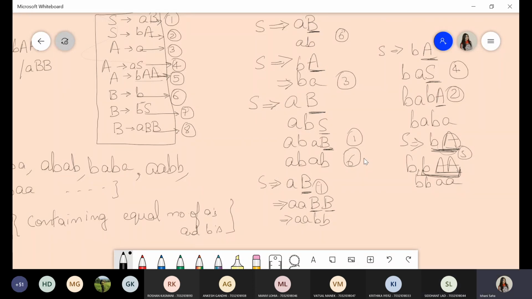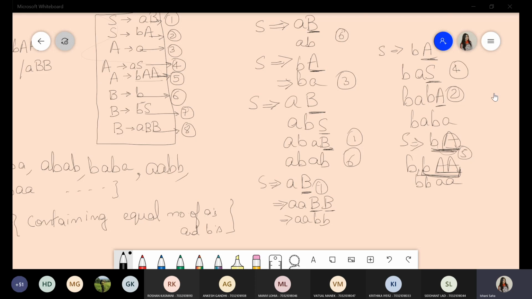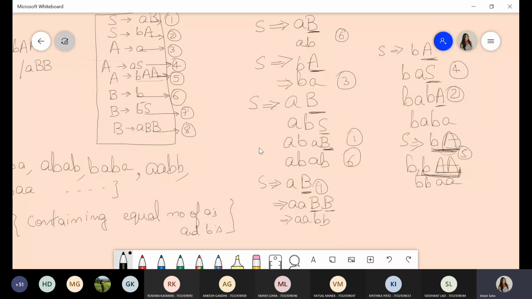Got it, ma'am. So you have to make sure that for all the three derivation processes that we have done, this is nothing but the derivation only we are doing, right? This is the derivation we are doing. So every time you will have to start with the start symbol.